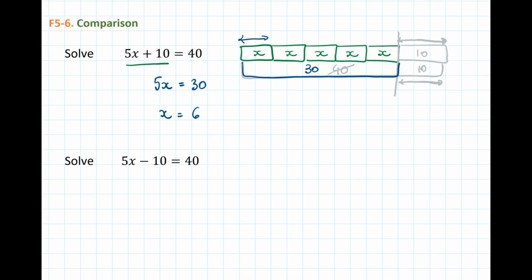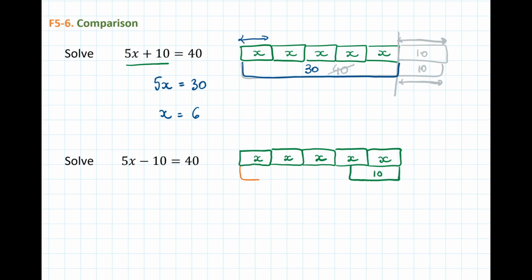Now moving on to the second example, we can draw the bar model. 5x take away 10 equals 40. Remember from the previous examples that the first step we need to do is add up 40 and 10, which will be 50. So we can see that 5x equals 50. And to work out the value of 1x, we need to divide 50 by 5, because 5x is going into 50, so 1x will be 10.